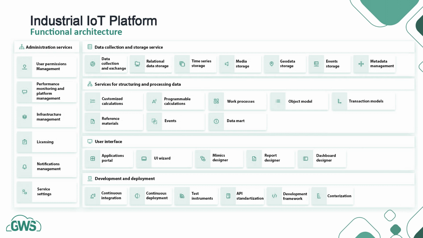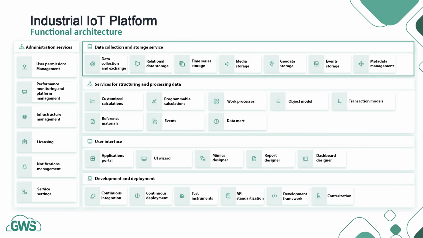First functional group is data collection and storage services. As a rule, the first task that needs to be solved in the client's environment is to collect information from different data sources, usually located in an industrial network, then store this information in a single format and provide unified access mechanisms to it. Data collection is carried out using collectors, which are an ETL, extract, transform, load, tool.